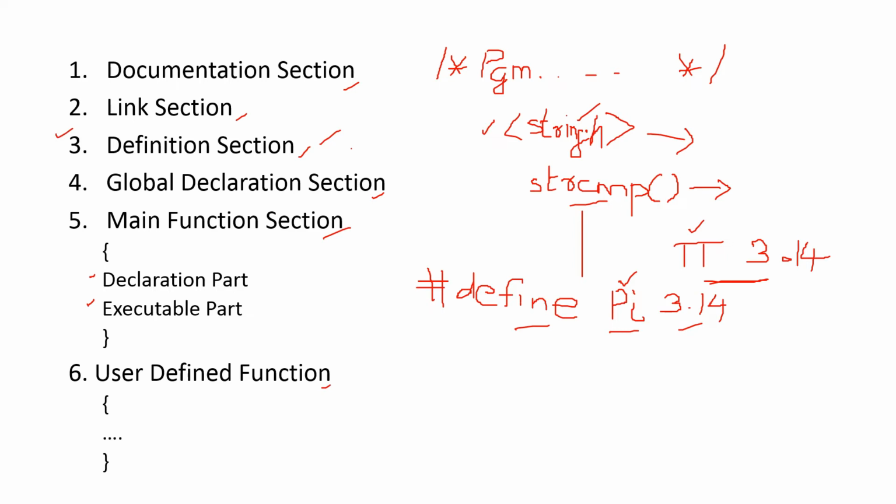Next is the global declaration section. There are two types of declarations, local declaration and global declaration.